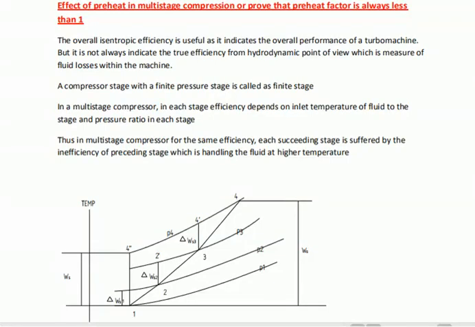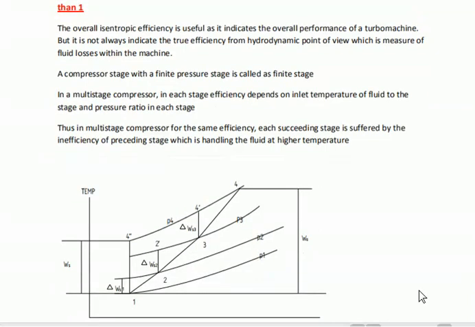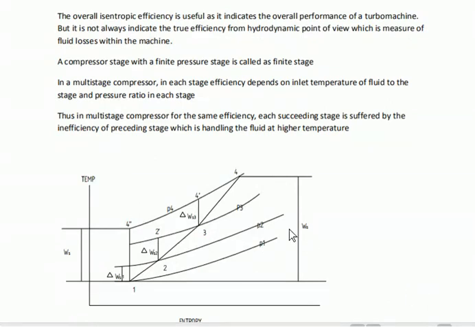In today's class, we are going to start a new topic: the effect of preheat in multi-stage compression, or proving that the preheat factor is always less than 1. First, we have to consider the temperature versus entropy diagram. So this is a temperature versus entropy diagram.